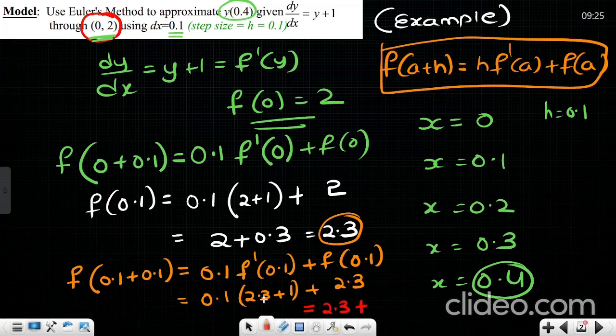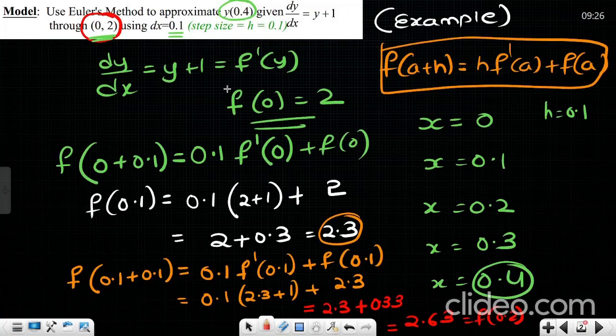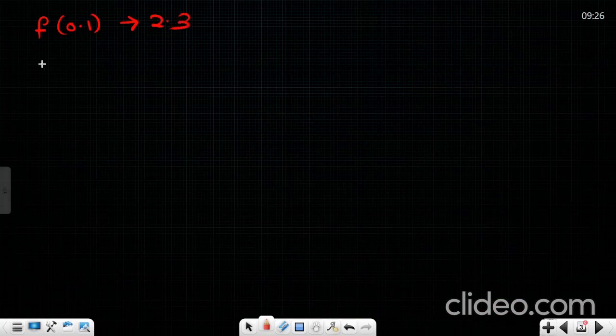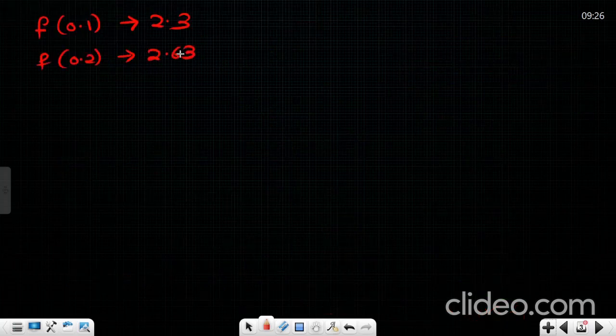2.3 plus 2.3 plus 1, 3.3 into 0.1, that's nothing but 0.33. So it will become 2.63. This is the value of f of 0.2. Okay, let us write as a table. So f of 0.1, we got it as 2.3. Similarly, f of 0.2, just now we got the value as 2.63. So now we will proceed ahead in solving this.